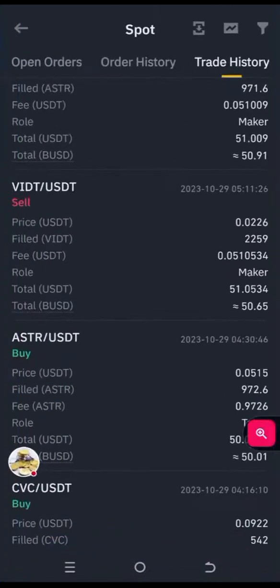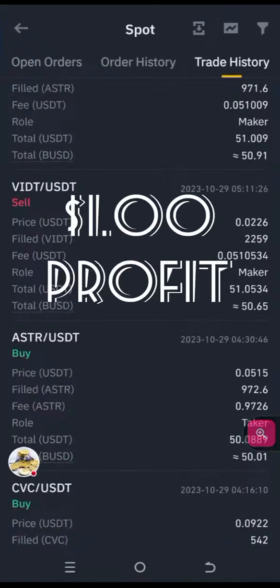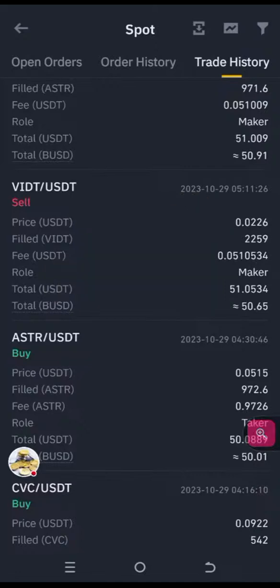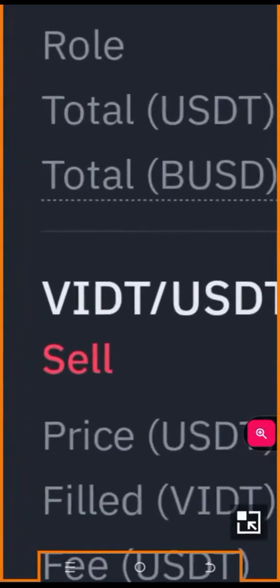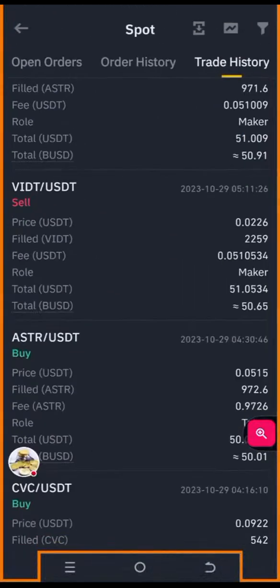$1.05. Look at that. That's beautiful. $1.05. That's 1.053. That's glorious. Now removing the fees, that's about 105 minus 5 cents. That means we made $1, which is beautiful. That's 2%. Our 2% target was met and crushed, and we executed beautifully. VIDT USDT. Beautiful, beautiful, beautiful.